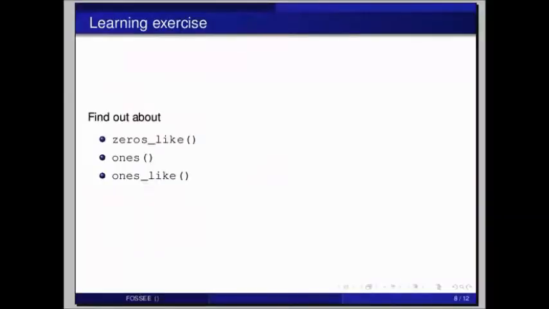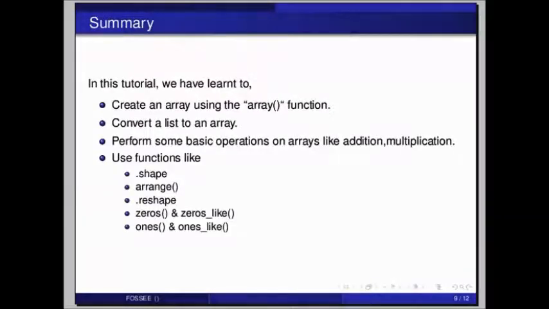So this brings us to the end of this tutorial. In this tutorial we have learned to create an array using the array function, then convert a list to an array, perform some basic operations on arrays like multiplication, addition, use functions like shape, arange function, reshape, zeros, zeros underscore like, ones, ones like.